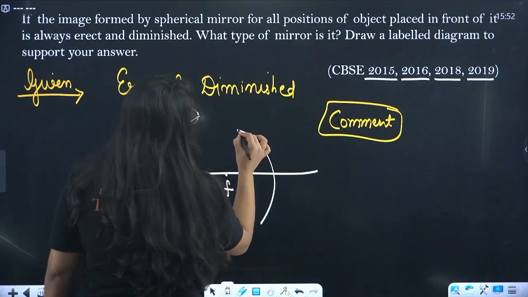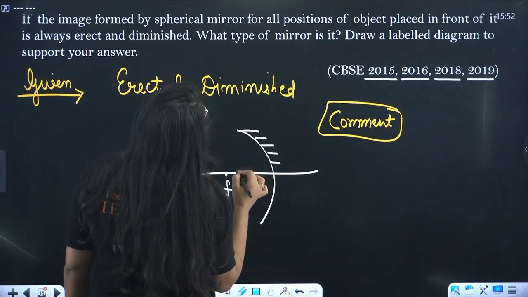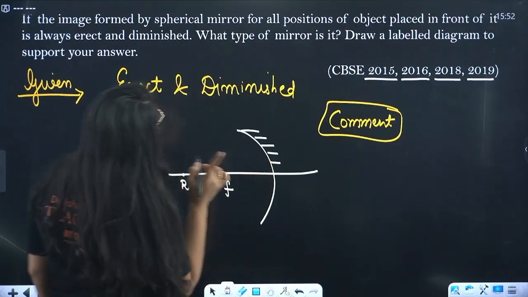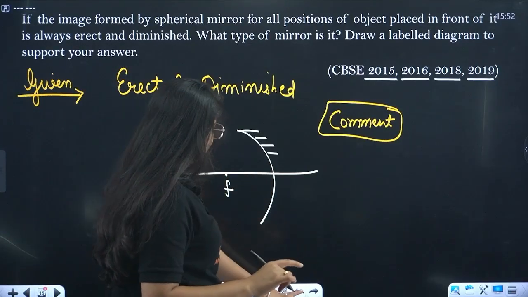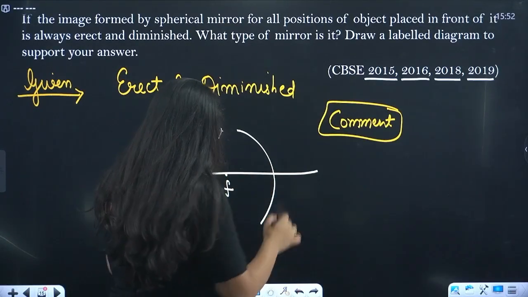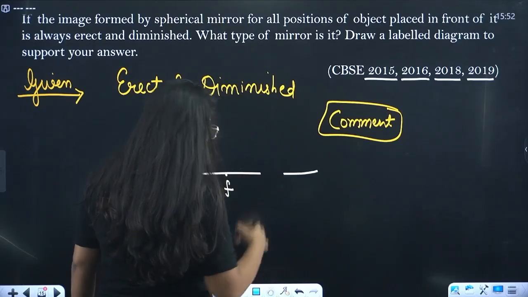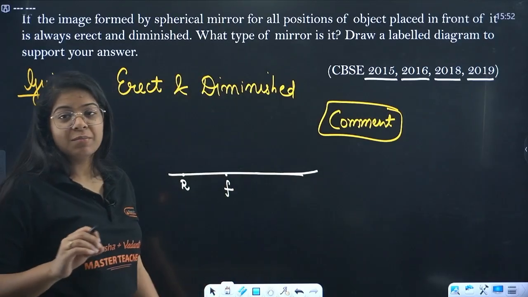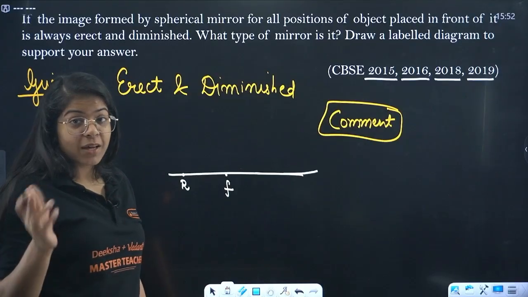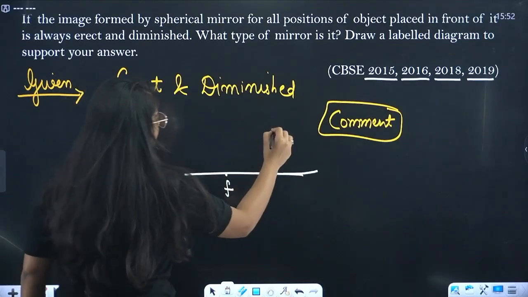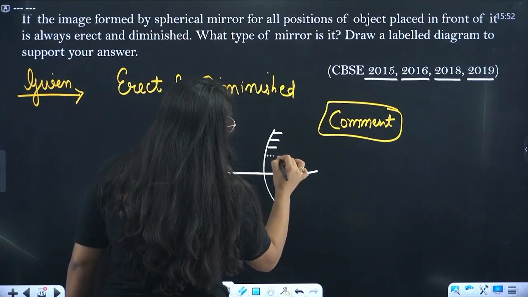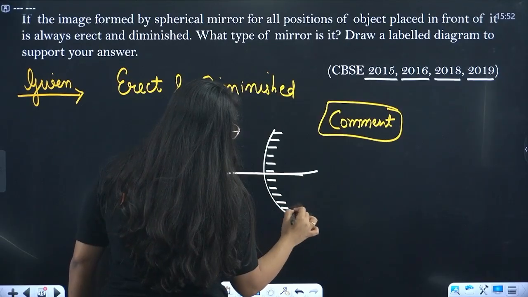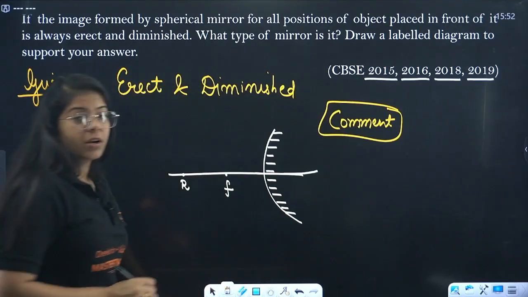This is your concave mirror. We need, wait, it should be always erect and diminished. Okay, here we have some problem. I hope everyone has answered by now. So an erect and diminished image is always produced by your convex mirror. So we will use a convex mirror.